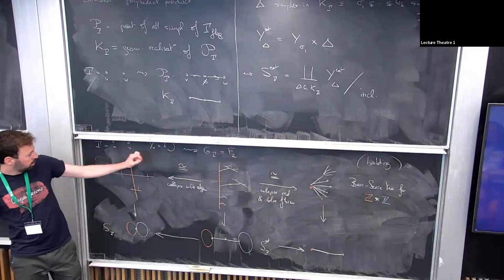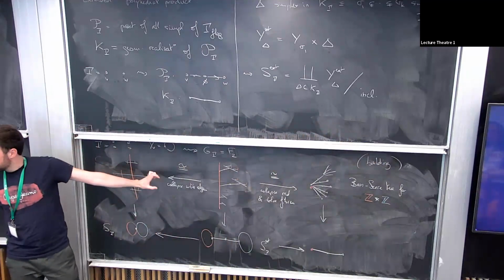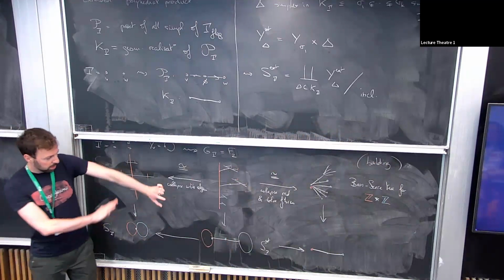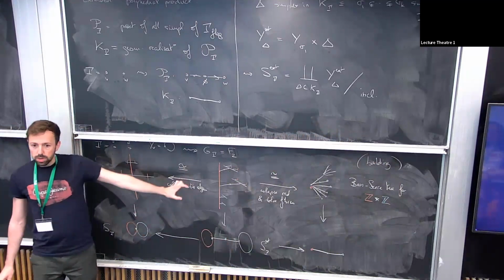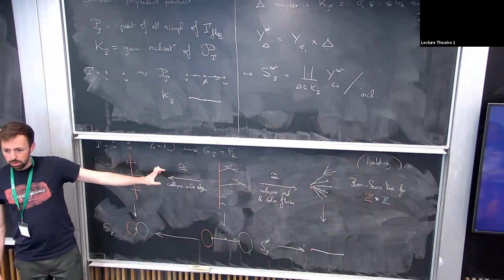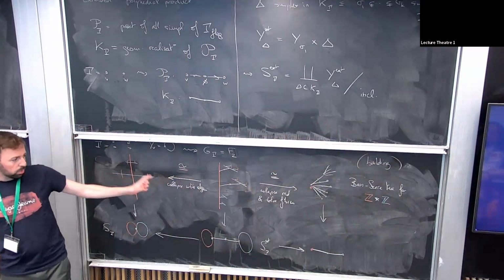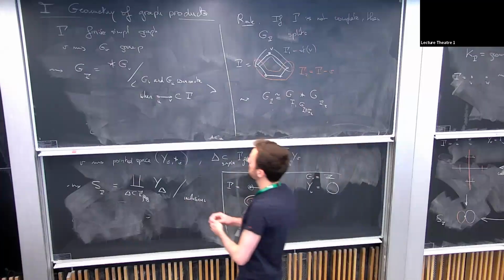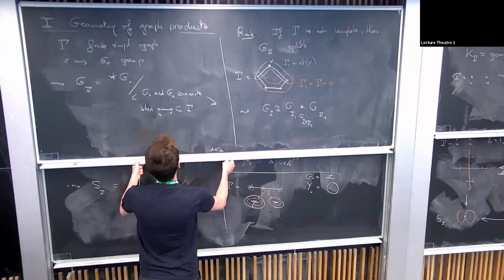I've drawn the picture for Z star Z, which is kind of a boring group that most people understand without doing all this. It works exactly the same way for any graph product of groups. So let me just mention what happens if we do that more generally.